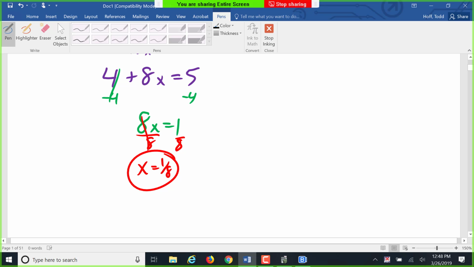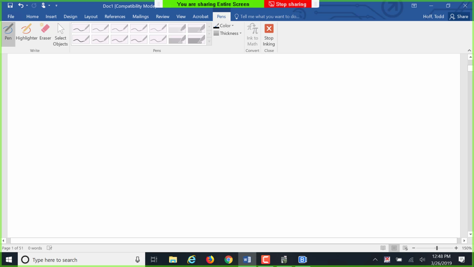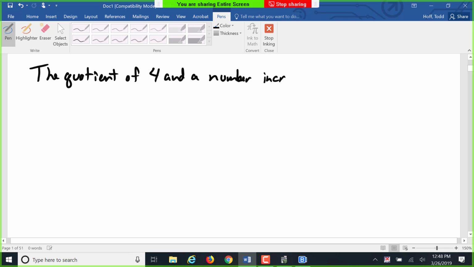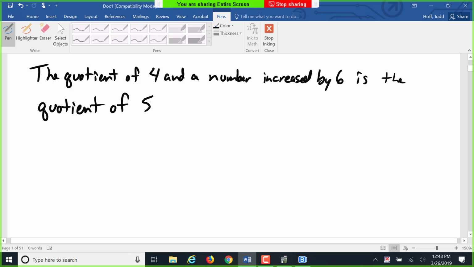Now, a slight change in the wording. There was a part of this problem that is a little fuzzy. I'm going to do a slight change in the wording that'll make it a very different problem. So the quotient of 4 and a number increased by 6 is the quotient of 5 and the difference of that number and 2.